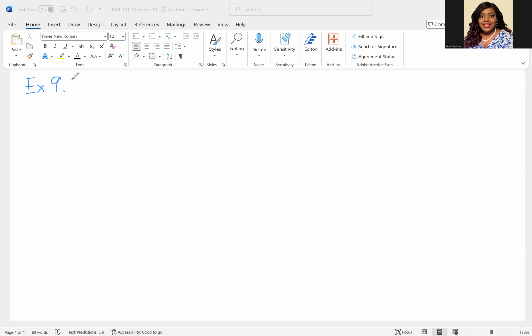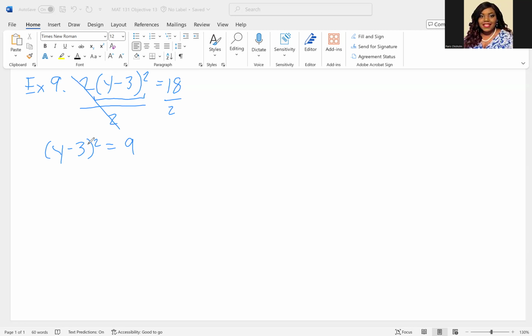For example 9, we have 2 times (y − 3)² equals 18. So by this time, you should know that (y − 3)² is what we want to leave over here. So this 2 has got to go. So we're going to divide both sides by 2, which is going to leave us with (y − 3)² equals 9.